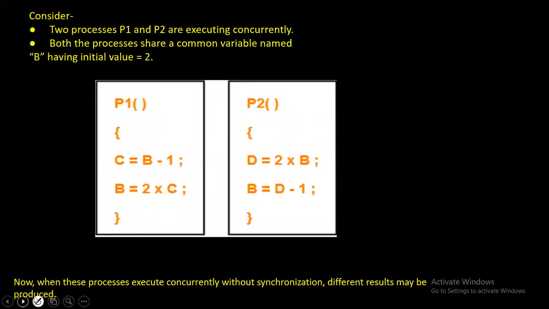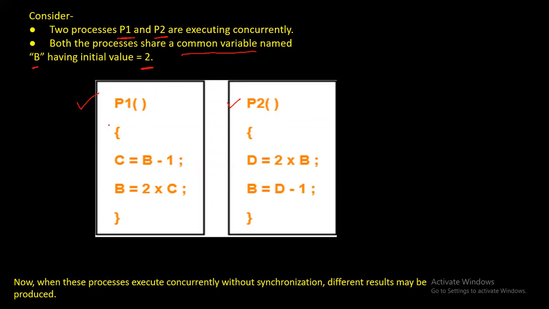Now consider an example. In this example, there are two processes, P1 and P2. The P1 process has some lines of code and the P2 process also has some lines of code. As we have discussed, P1 and P2 are trying to execute concurrently or parallelly by using some common variables, and those common variables are known as shared resources.